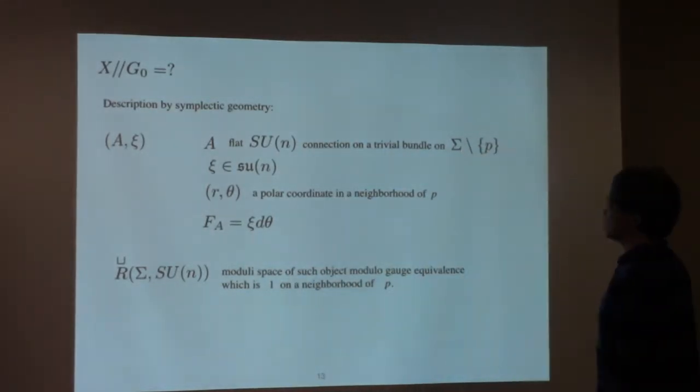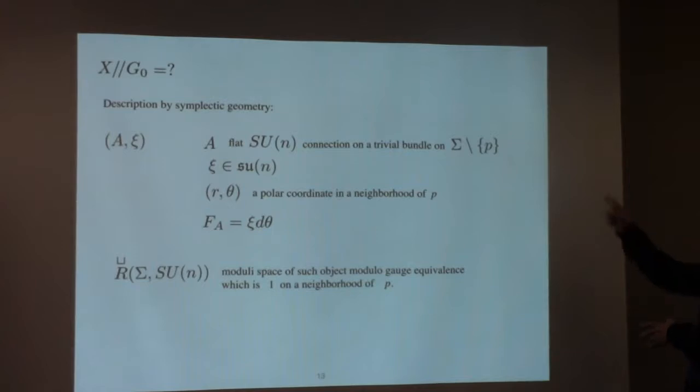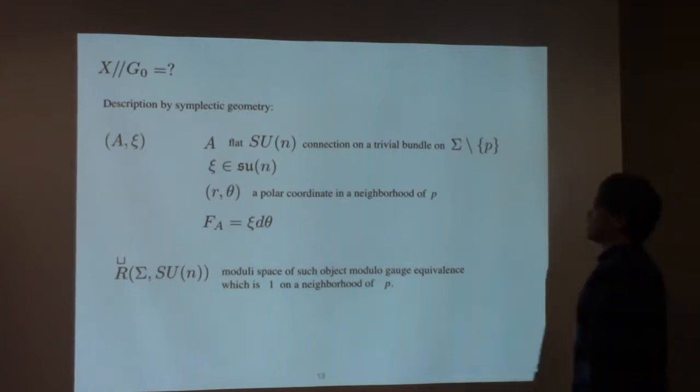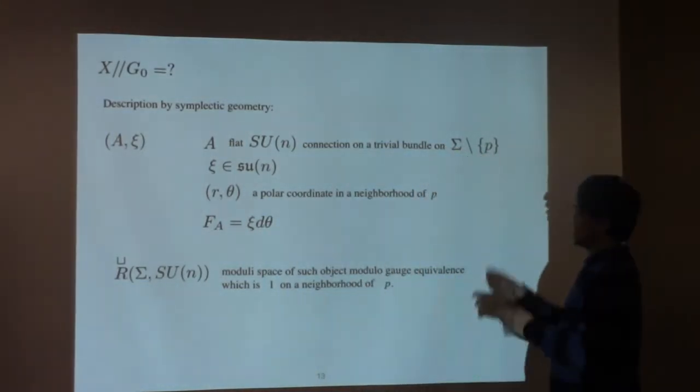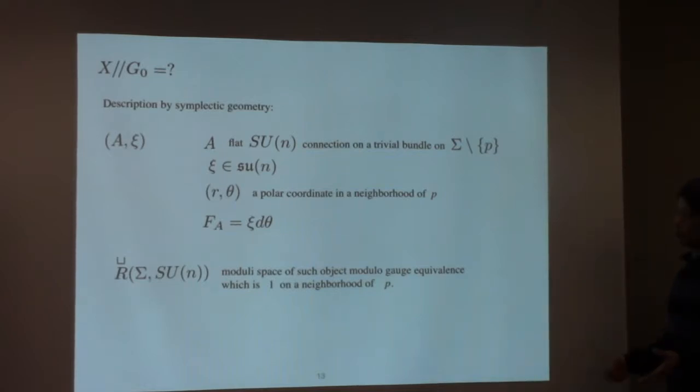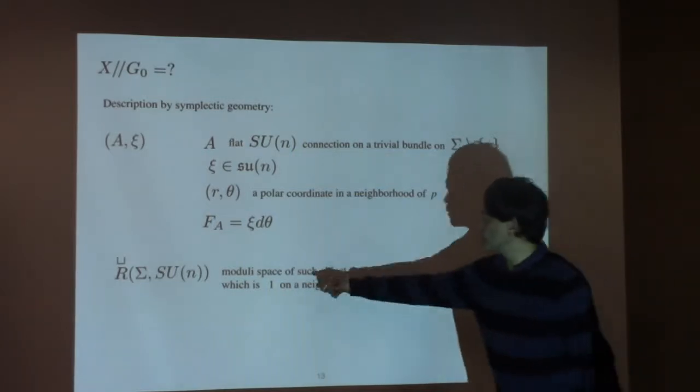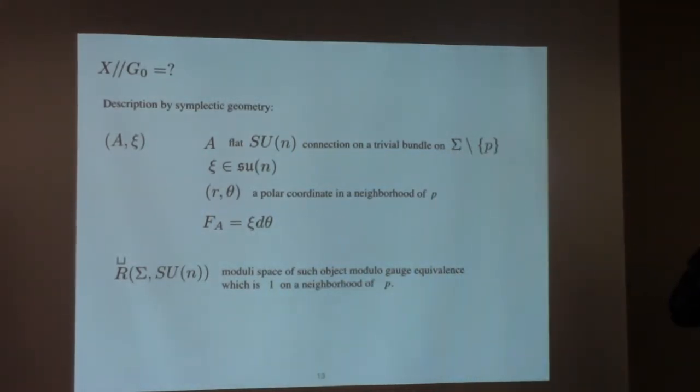And you fix r, theta, a polar coordinate around this particular point P. Then we require that F_A is this Xi times d theta, the S1 direction, on this neighborhood of P. So we consider this kind of thing, and we have natural gauge transformations which are constant, identity, in the neighborhood of P. Then we have this moduli space of such objects, pairs of A and Xi. So that is another thing.